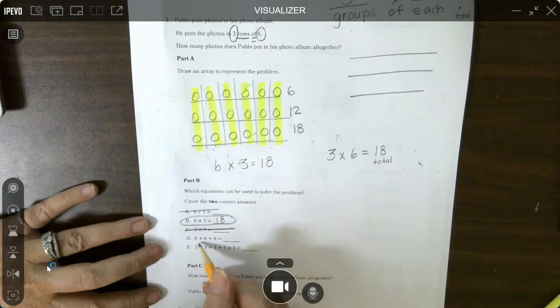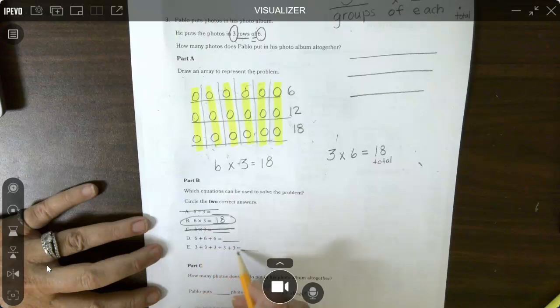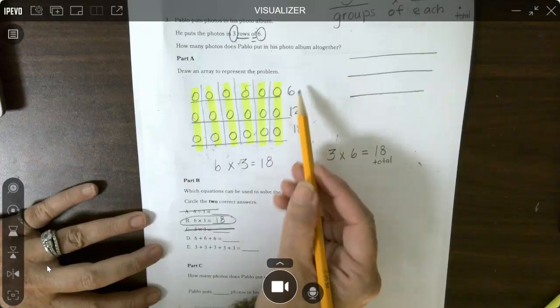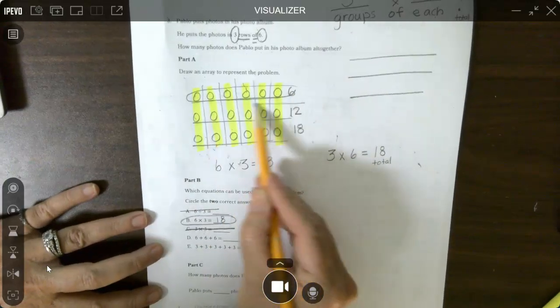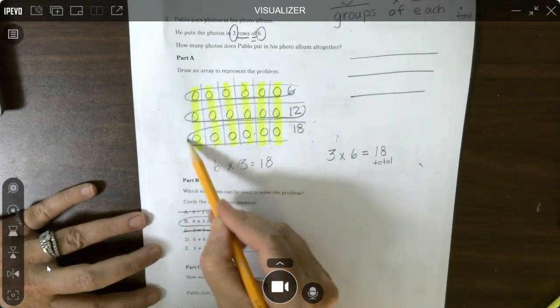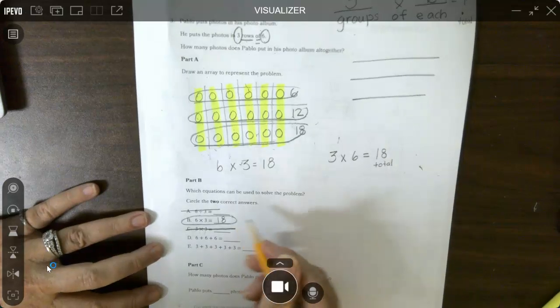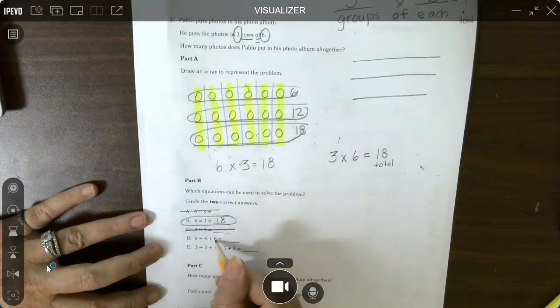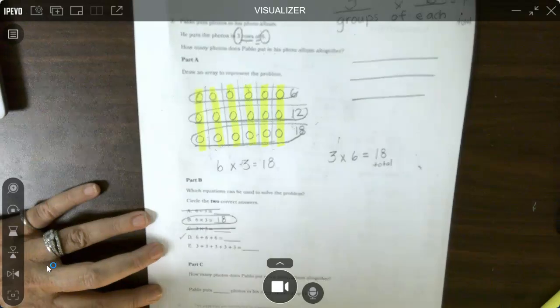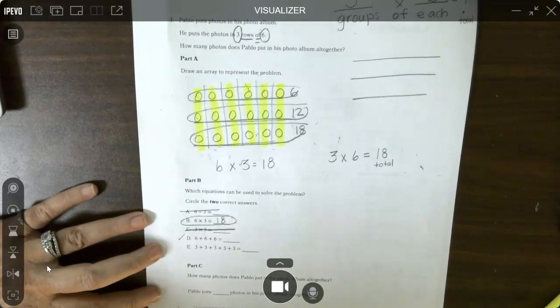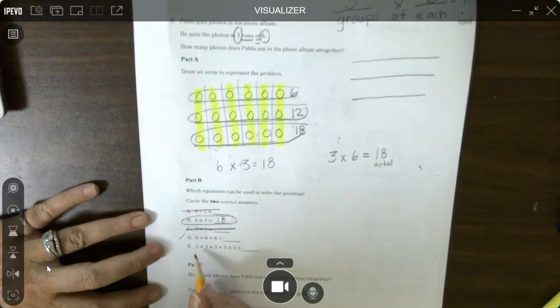So I can either say that I have 6 plus 6 plus 6, or this group of 3's here. So we're going to look at those. Here I see that I have 6 things, I have 6 things, and I have 6 things. So I do have 6 plus 6 plus 6. I'm going to put a little check mark by that. But I'm going to go ahead and double check my other one.